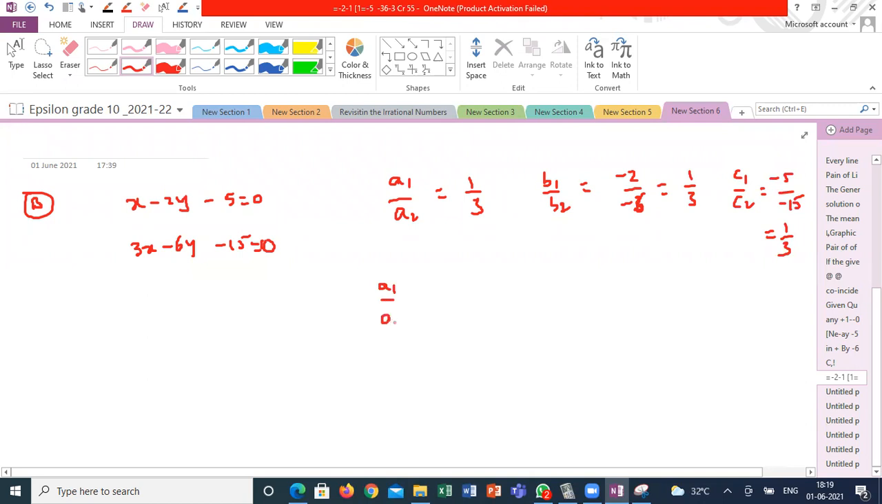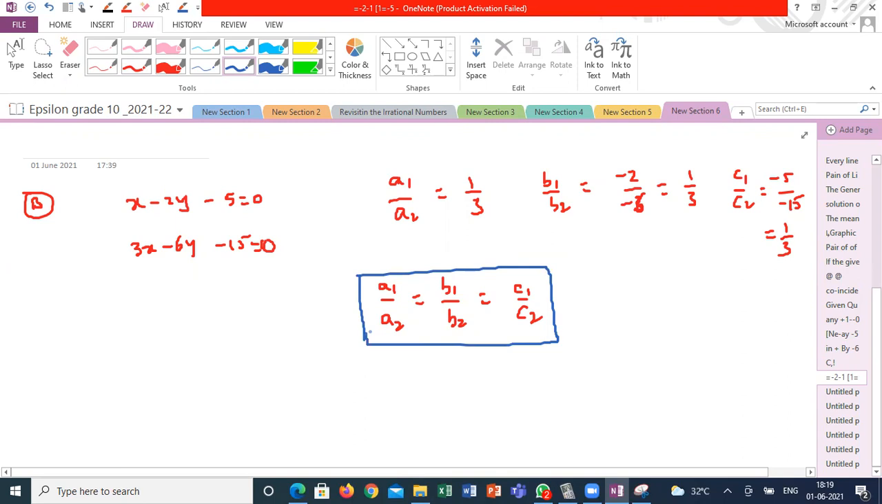So your a1 by a2 is equal to b1 by b2 is equal to c1 by c2. This is a case. If a1 by a2 is equal to b1 by b2 is equal to c1 by c2, what is our answer here? If any equations follow this rule, both represent the same equation, and in that case technically we are calling them coincident lines. What is the number of solutions? Many, or infinitely many solutions.